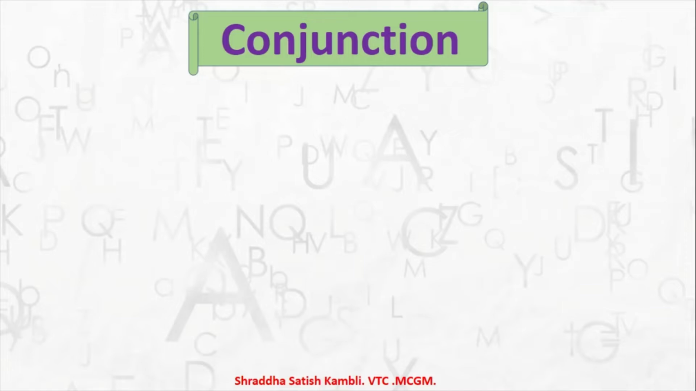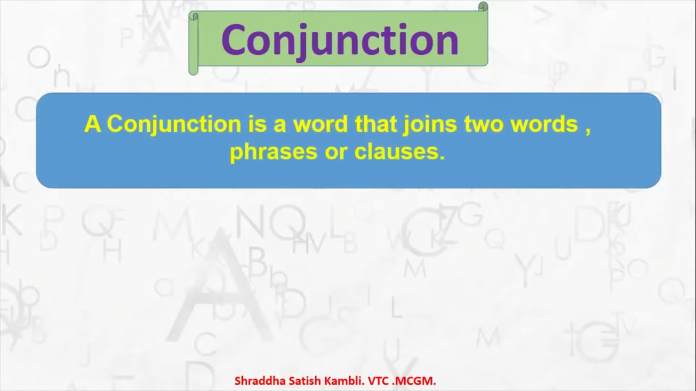So what is a conjunction? I just told you a conjunction is like a connecting junction. So what does it connect? A conjunction is a word that joins or connects 2 words, clauses or phrases. Sometimes it can also join 2 sentences together.